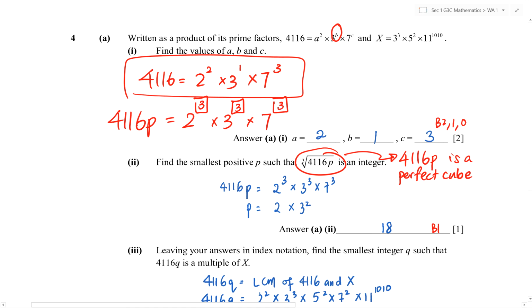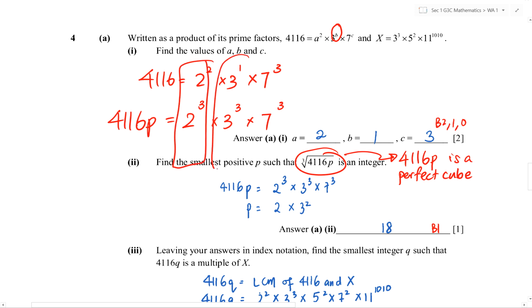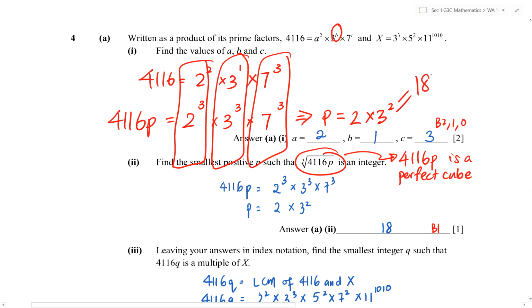Then we compare this with our 4116. What is the difference? The difference must be our p. So based on this, p is equal to 2 times 3 squared, which gives us 18. You cannot leave it as 2 times 3 squared, because they didn't say leave it in prime factors. They didn't say leave in index notation.